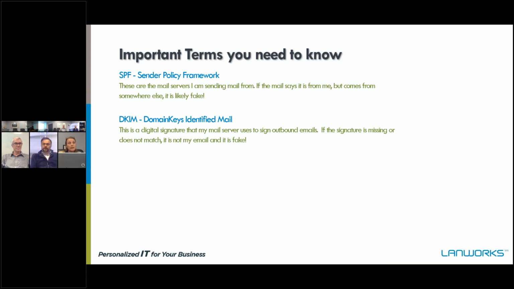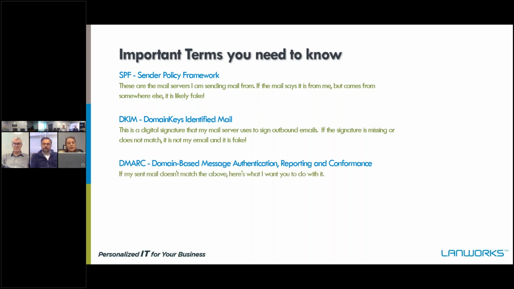And the piece that ties this all together is DMARC, which is Domain-based Message Authentication, Reporting, and Conformance. If my sent mail doesn't match the above, here's what I want you to do with it. So basically, this is setting a policy for when the above two don't match, and it tells them what to do with it. These are very important terms, and we'll dive a little deeper into each. Another key note is that every one of these services needs a public DNS record, so people understand how to read them.